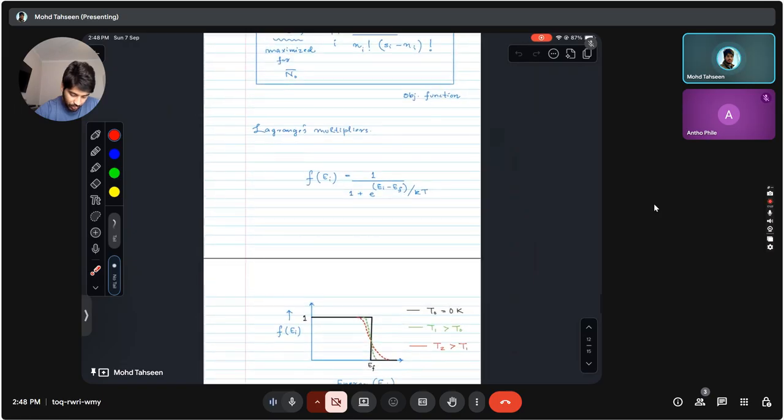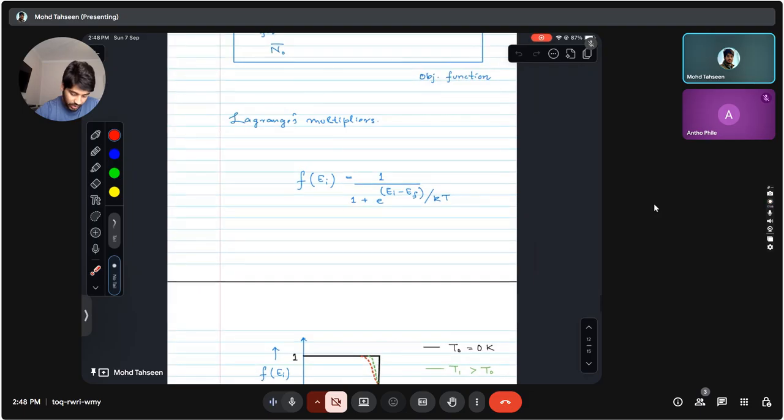So this is the formula that we obtained. That f here is the probability of occupancy of the energy level Ei. And we found that this expression for f of Ei is equal to 1 over 1 plus e to the power (Ei minus EF) over kT. And EF here is the Fermi energy, and Ei is the energy of any state that I am interested in. So this f of Ei gives me the probability of occupancy of that energy level.